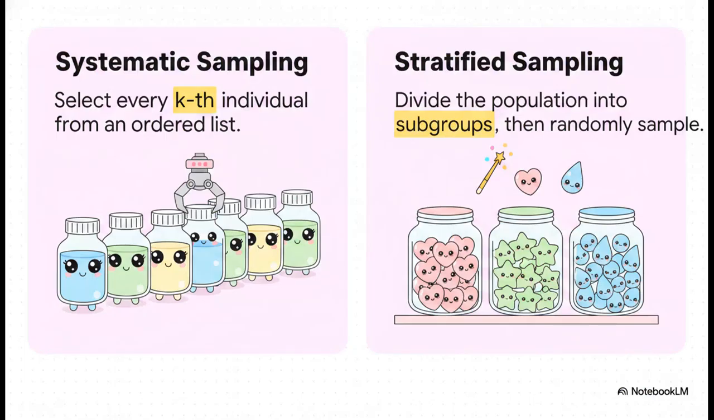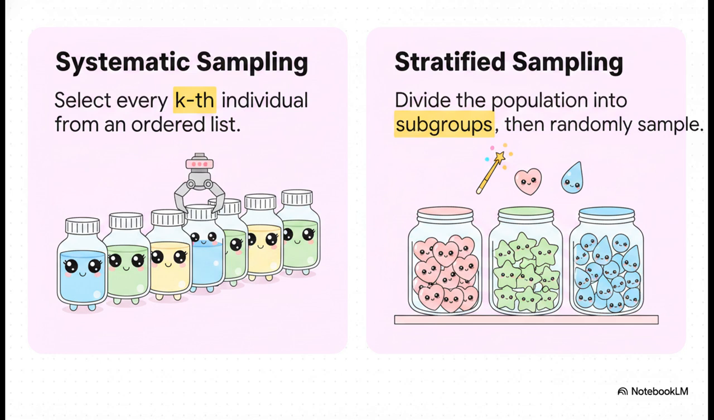To handle more complex populations, we pull out systematic or stratified sampling. Systematic is exactly what it sounds like. Imagine standing at a pharmacy counter and surveying every 10th patient who walks up for a consultation. It's highly ordered. But right next to it is stratified sampling, which is just a powerhouse.